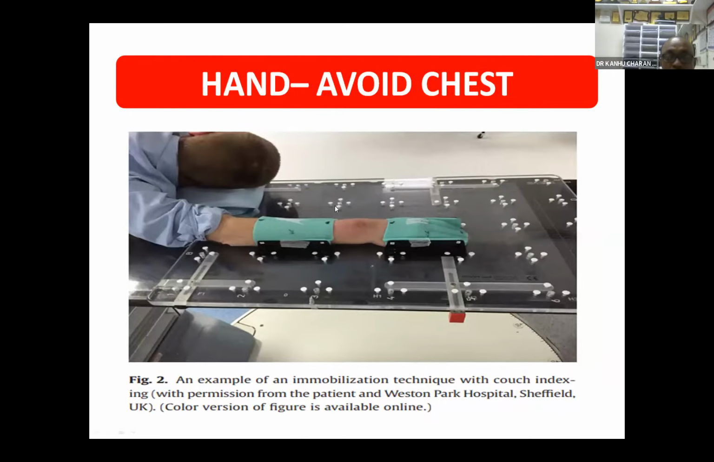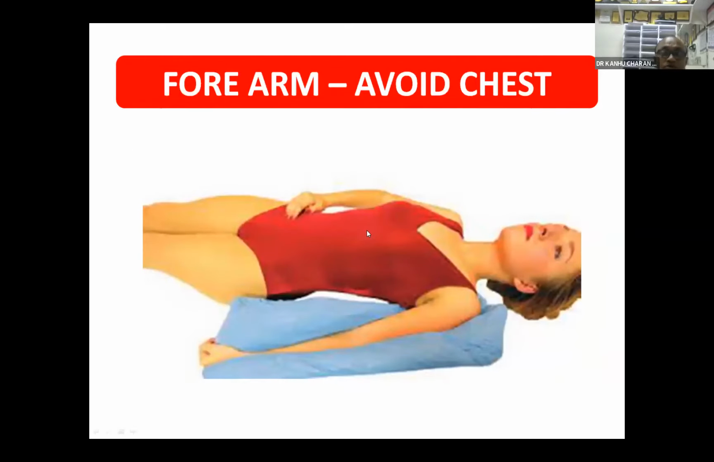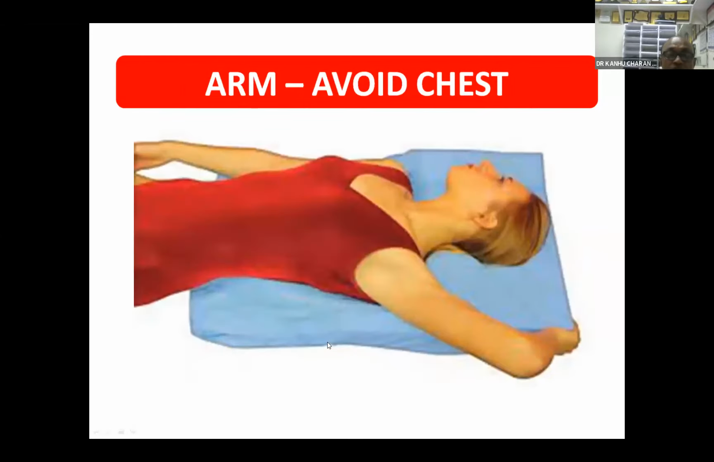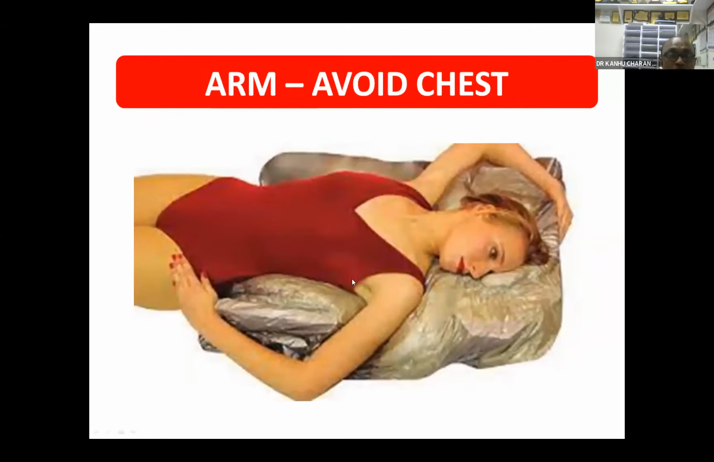So you have to go for the 3 marking system and use some thermoplastic mask or vehicle. If you want to treat in the supine position and avoid the chest, you just separate the arm from the abdomen or chest. Same, if you want to treat the arm, you can put it upward, externally rotated and abducted. Same thing, if you are treating the arm, in this position you can treat also.